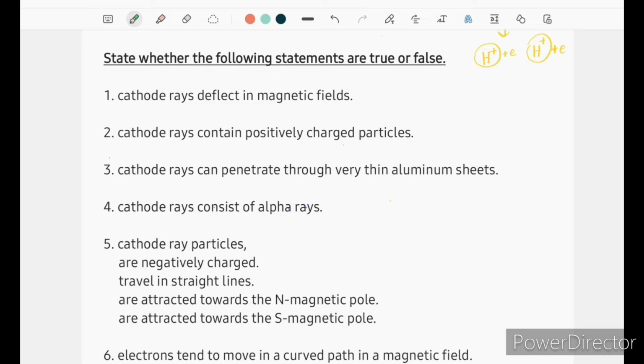Next question. State whether the following statements are true or false. The first statement, cathode rays deflect in magnetic fields. It is true. Second one, cathode rays contain positively charged particles. It's incorrect. Cathode rays can penetrate through very thin aluminium sheets. That is correct. Fourth one, cathode rays consist of alpha ray particles. Alpha rays are positively charged and cathode rays are negatively charged. Therefore, this statement is incorrect.